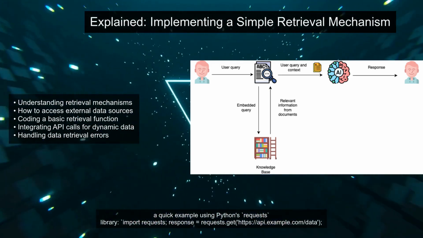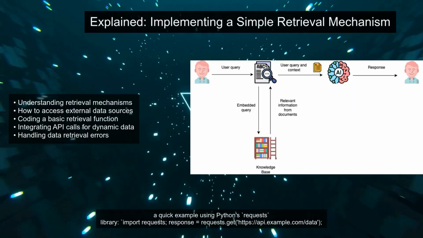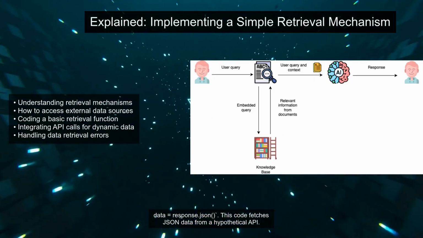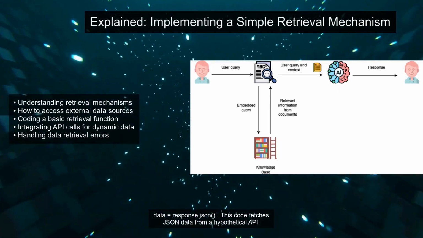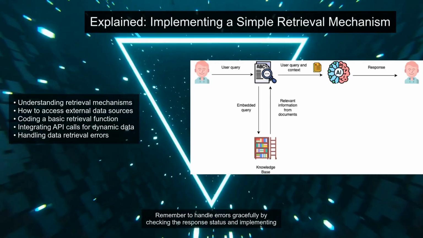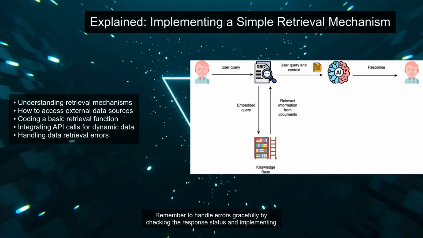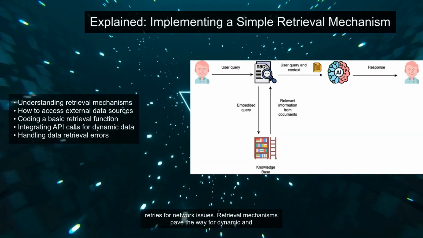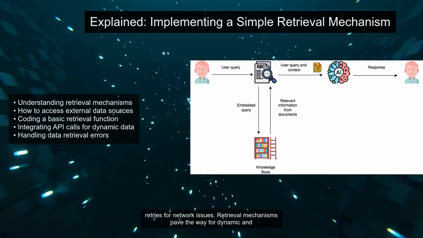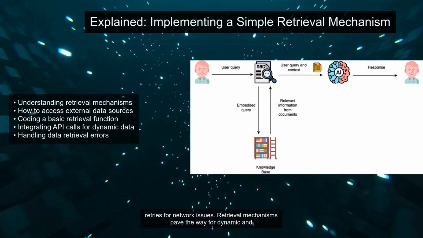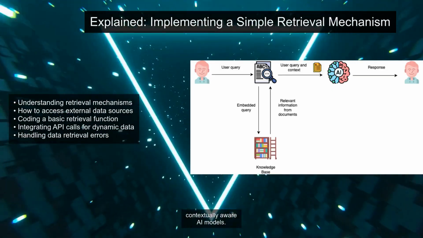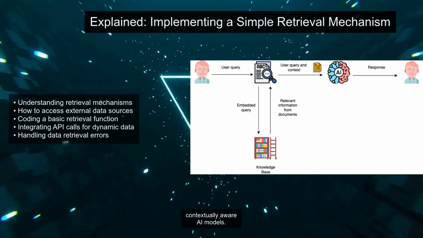import requests, response = requests.get("https://api.example.com/data"), data = response.json(). This code fetches JSON data from a hypothetical API. Remember to handle errors gracefully by checking the response status and implementing retries for network issues. Retrieval mechanisms pave the way for dynamic and contextually aware AI models.